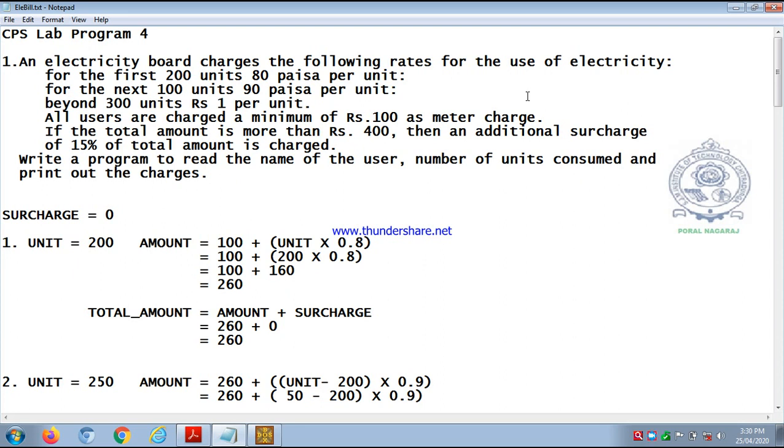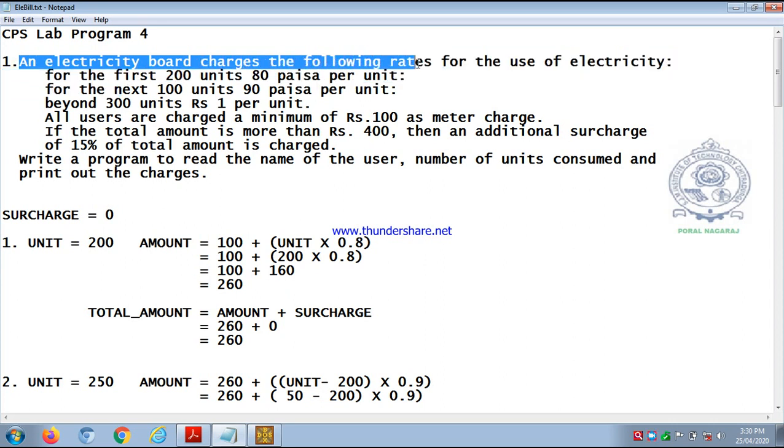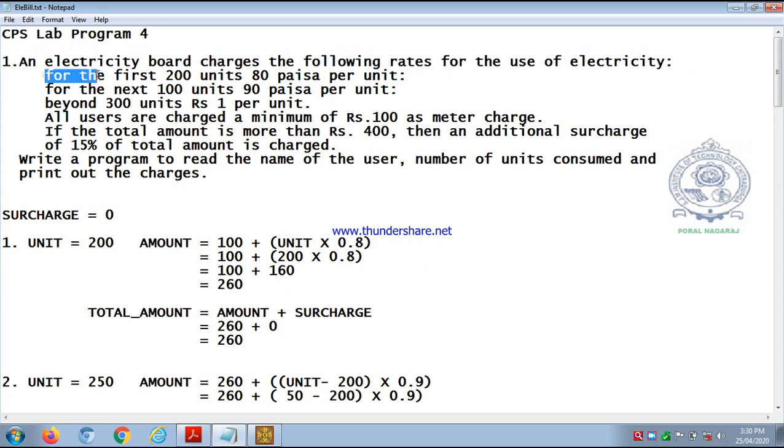So in this session I am going to discuss CPS lab program number 4, that is calculation of electricity bill. So this is the given problem. An electricity board charges the following rates for the use of electricity. Number 1 is what? For the first 200 units, 80 paisa per unit.